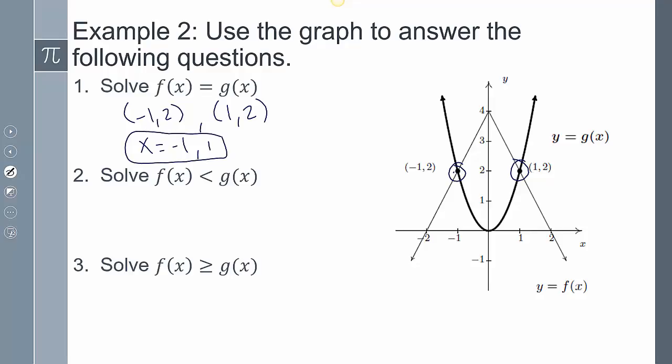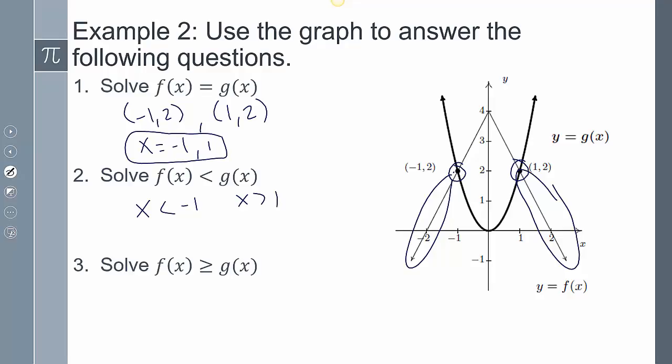Now solve where is my f of x less than my g of x. So that's going to be here and here. And so my inequality that represents that is going to be x is less than negative 1 and x is greater than 1.